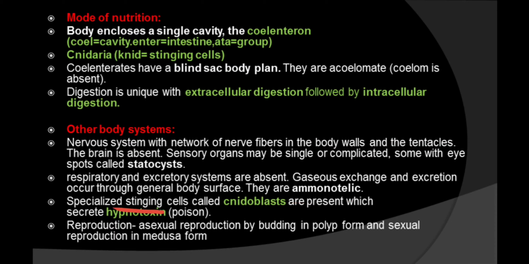Nematoblasts are the stinging cells. Already we have seen that these stinging cells secrete hypnotoxin. This is a poison which paralyzes the organism. Now reproduction: in the polyp form they reproduce asexually by budding, whereas sexual reproduction takes place in the medusa form. So the main thing you have to learn here is that they have nematoblast cells which secrete a toxin called hypnotoxin. Then there are sensory cells known as statocysts, and they have unique digestion, extracellular followed by intracellular digestion.